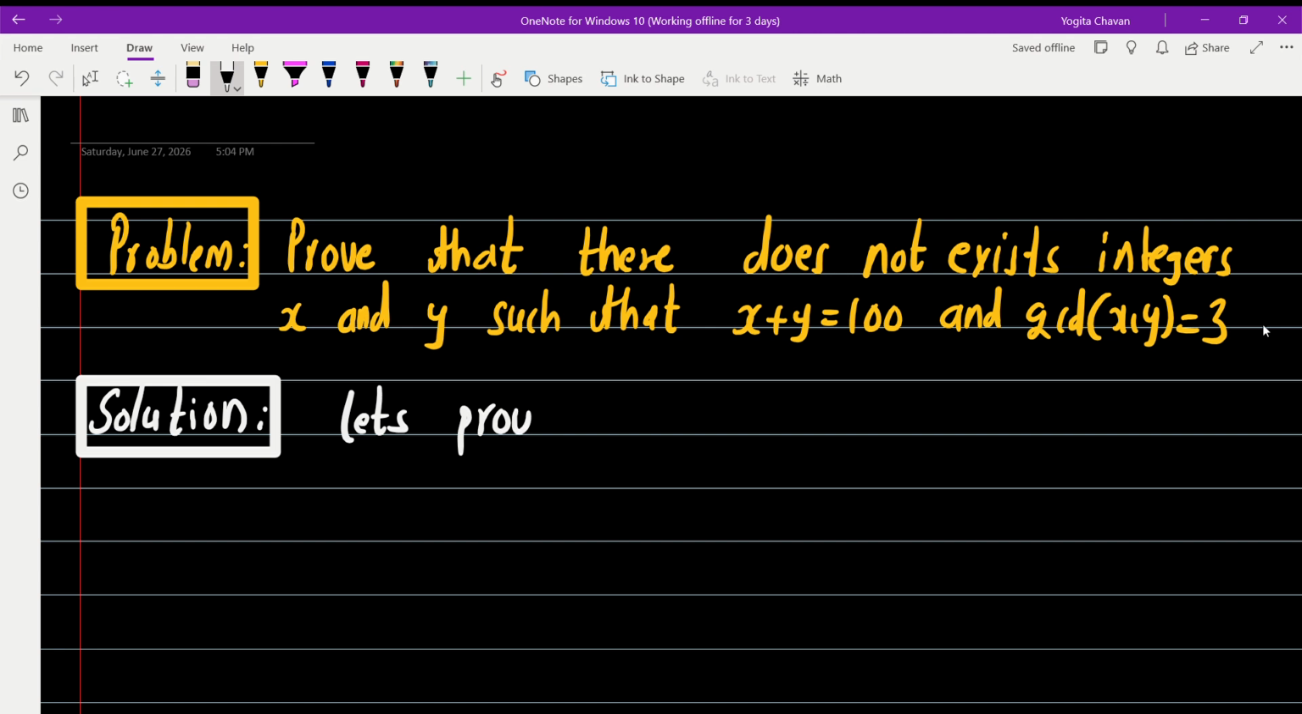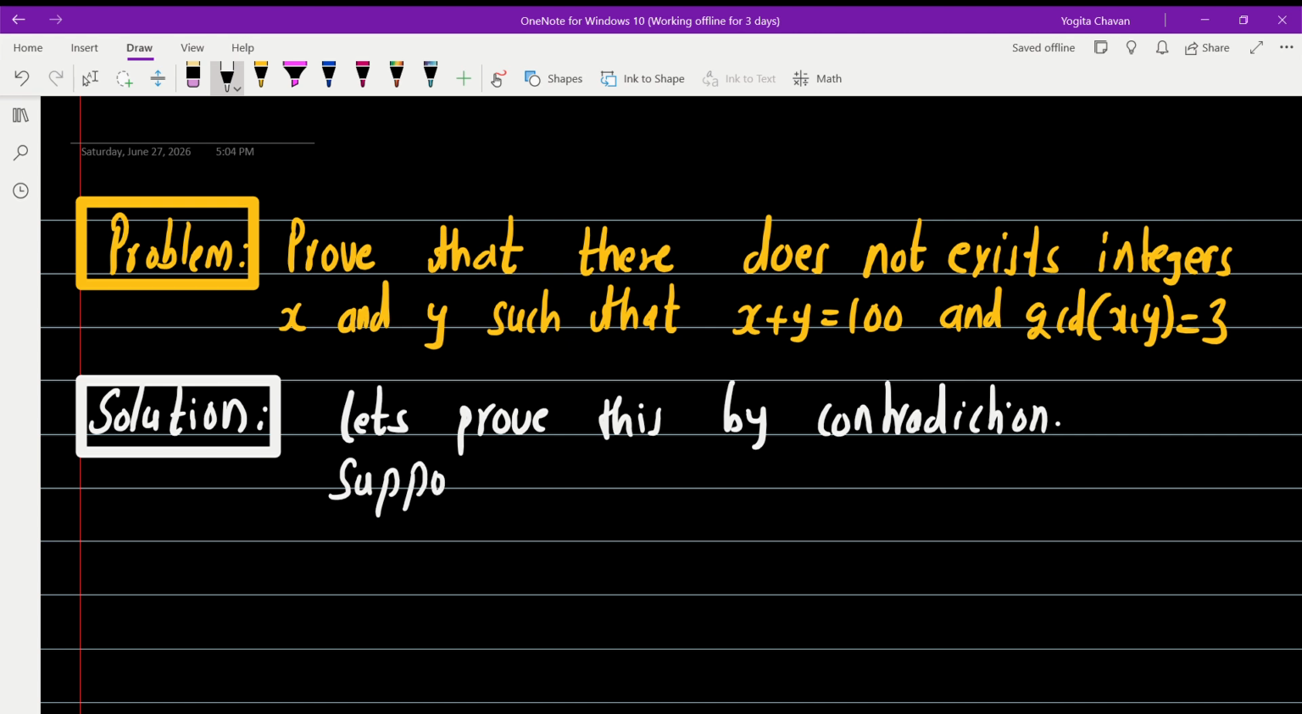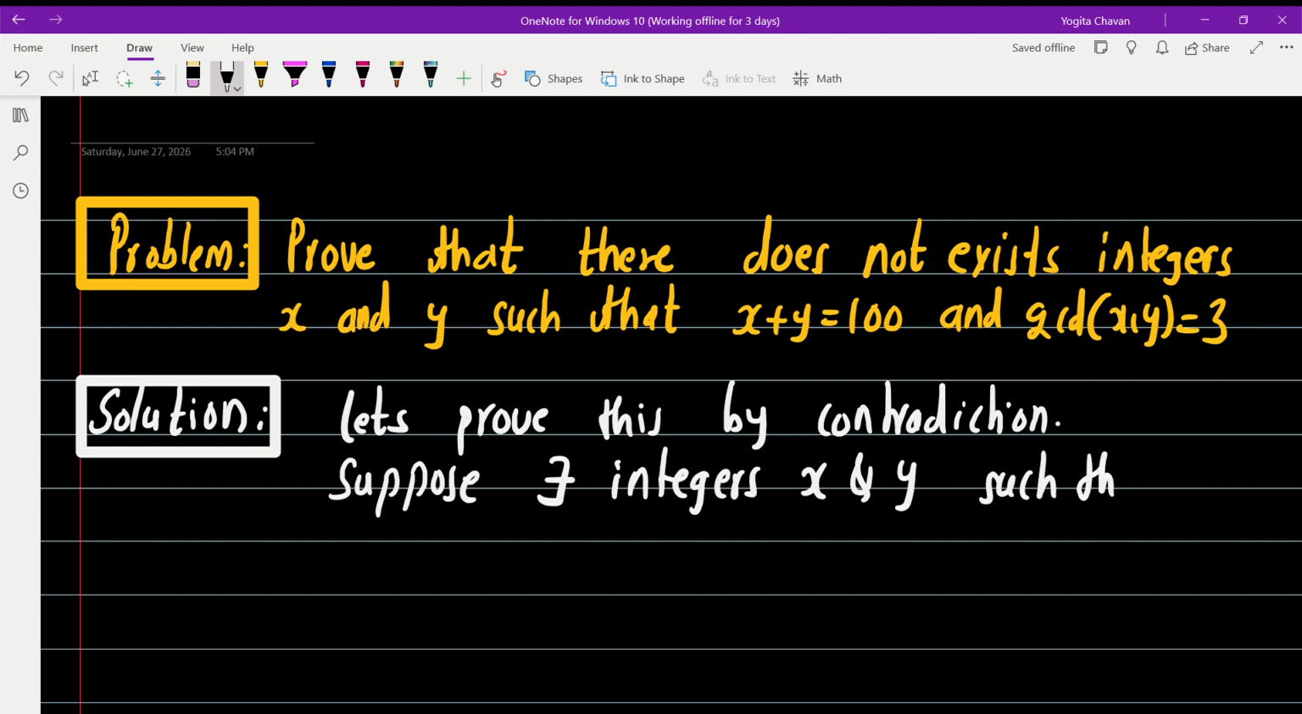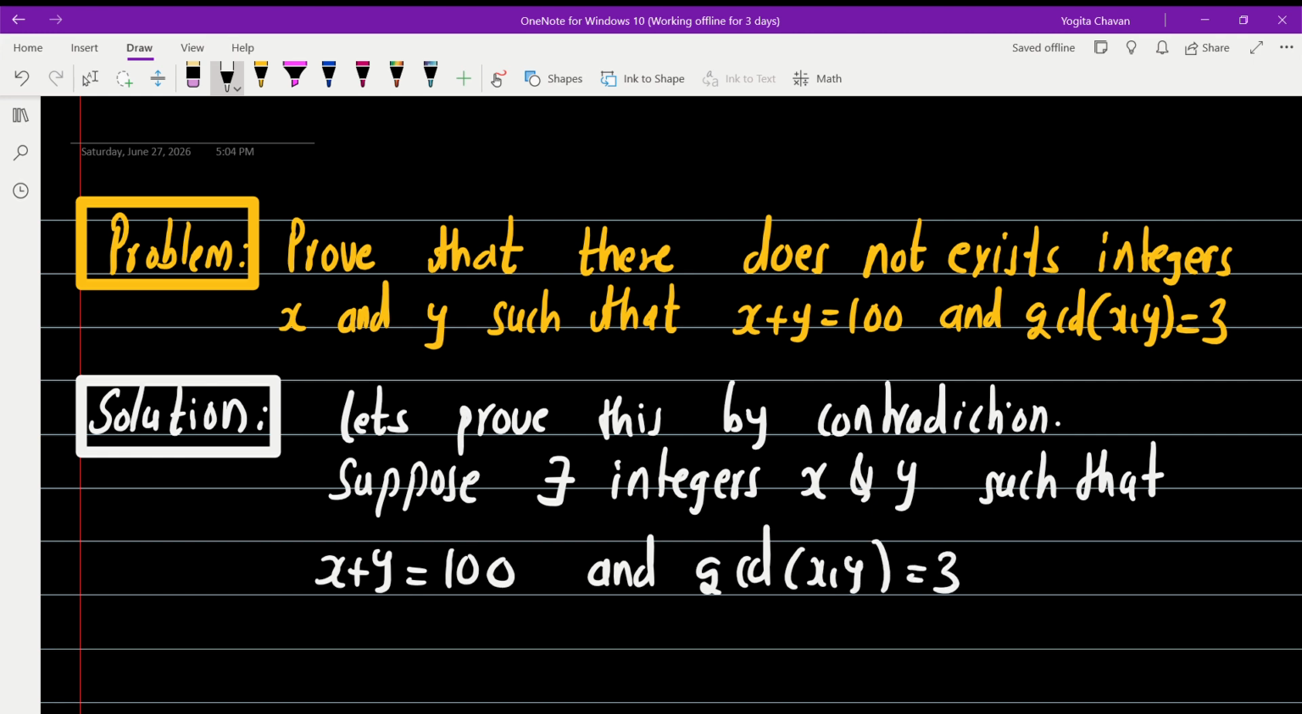Let's prove this by contradiction. So suppose there exist integers x and y such that their addition is 100, such that x plus y is equal to 100 and one more condition, GCD of x and y is equal to 3. GCD means greatest common divisor.